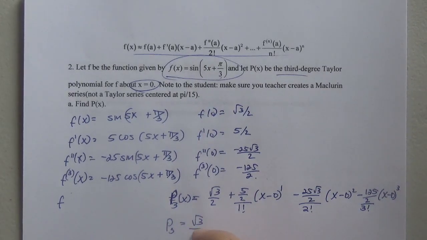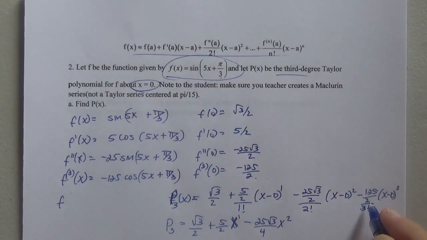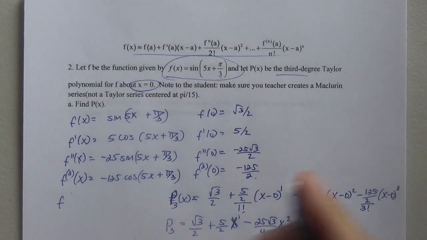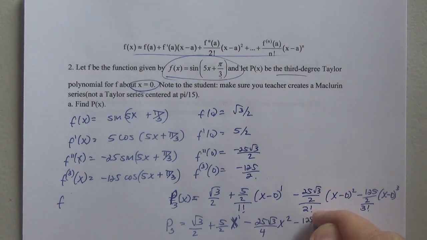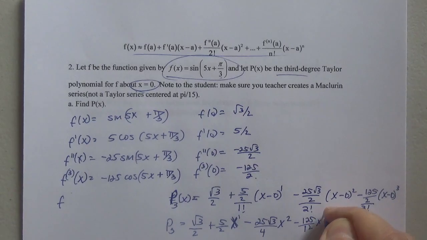We get radical 3 over 2 plus 5 halves x to the first. Sorry, that's a sad looking x to the first. Minus 25 radical 3. 2 factorial is just 2 times 2 is 4, x squared. And then this is going to be 6 times 2, which is 12. So negative 125 over 12 x cubed.